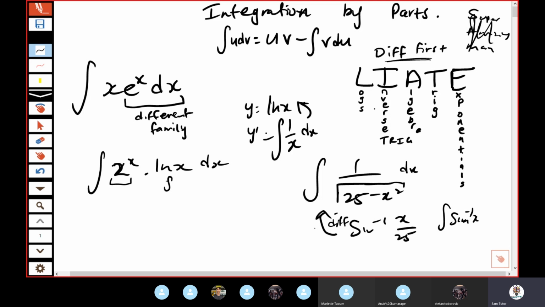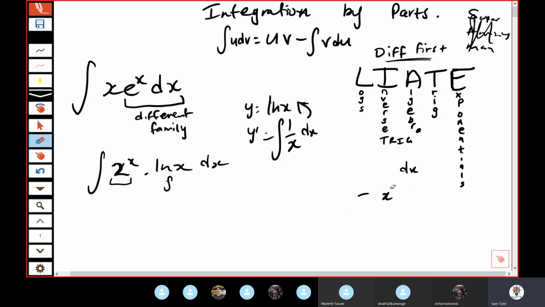We've never integrated inverse trigs. So these two are super hard to integrate, so you don't ever want to integrate them. You would want to differentiate these two, if possible, right?